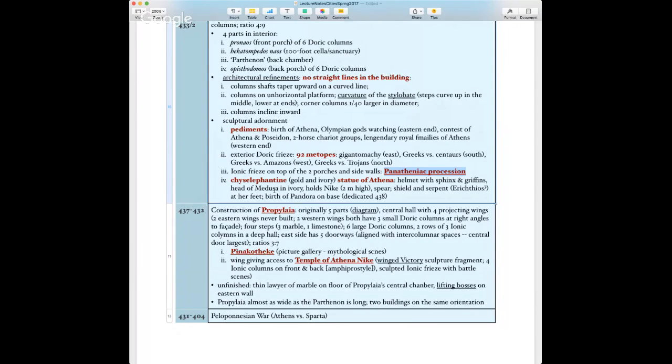serpent at her feet. So again, what you need to know, I think, about the Parthenon is that it has these 4 parts in the interior, these very special refinements that make the building appear to be moving upward, and also the 4 different kinds of sculpture: the pediments, the metopes, the frieze on the inside with the Panathenaic procession, and the chryselephantine statue of Athena. And our book, I do think, lays out this very nicely.